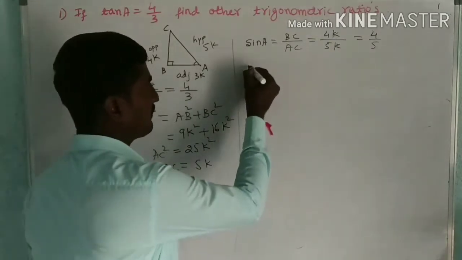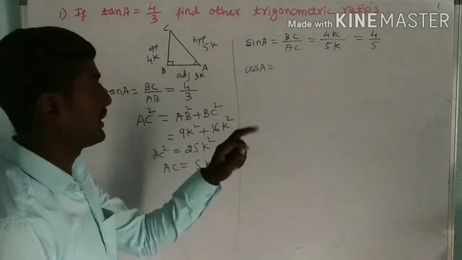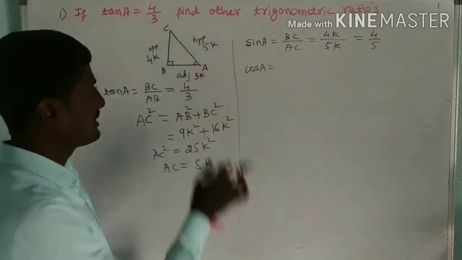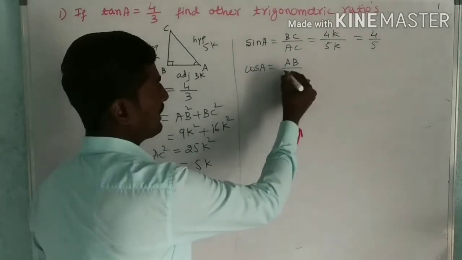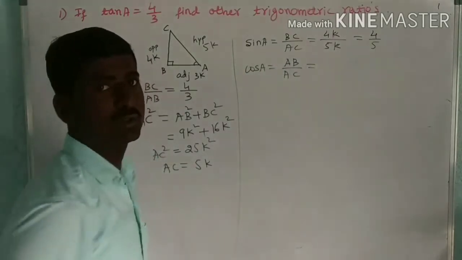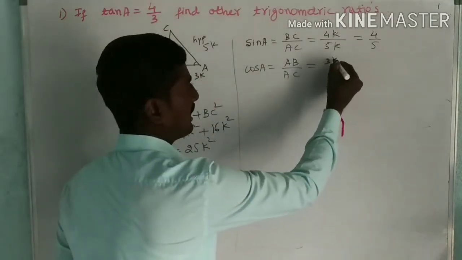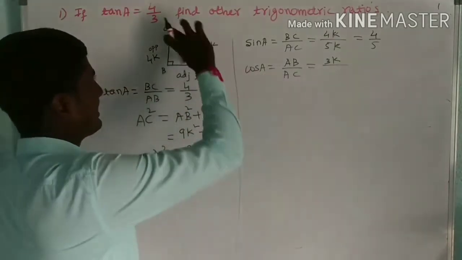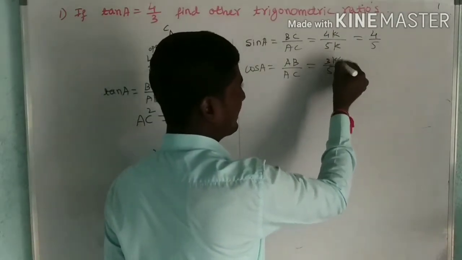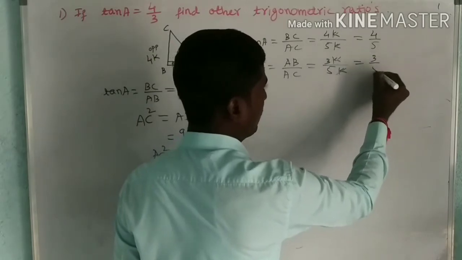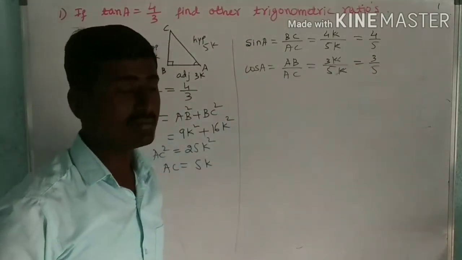Next cos A. Cos A is equal to, cos is nothing but adjacent by hypotenuse, that is AB divided by AC. AB value is 3k, divided by AC value, 5k. Now k will get cancelled. Remaining is 3 divided by 5. So cos A is equal to 3 by 5 I am getting.